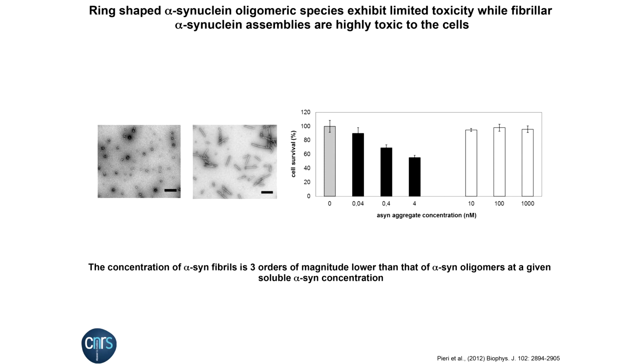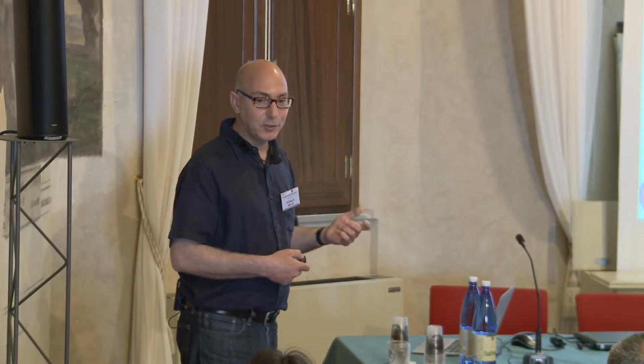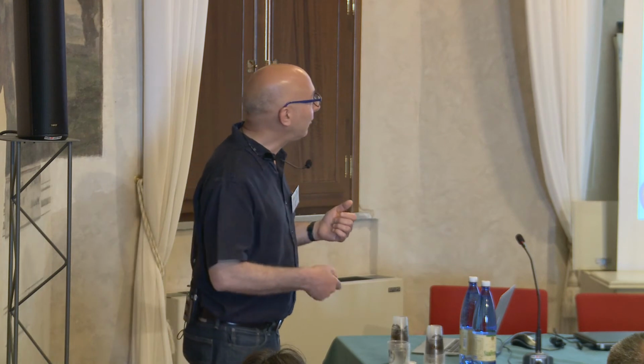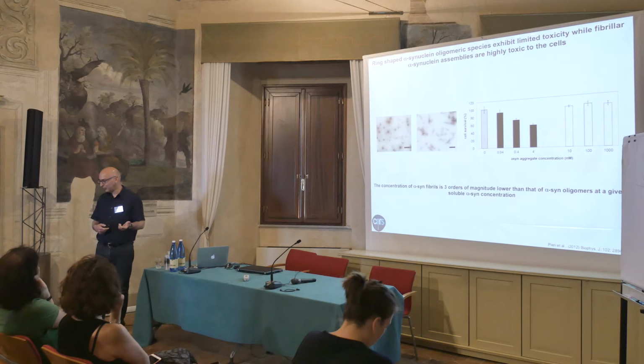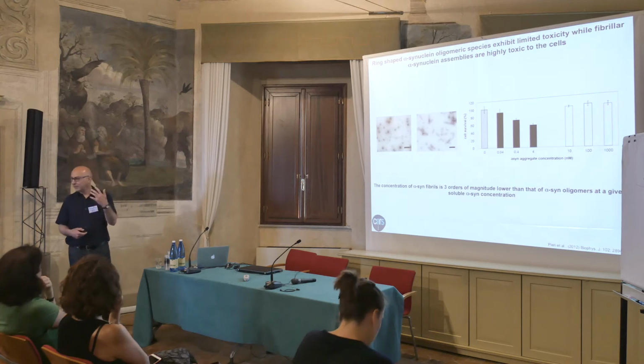When you do that, you determine that, in fact, oligomers of alpha-synuclein are made of, on average, 8 molecules, while the fibrils we are using in this study are made of thousands of molecules, based on their molecular weight.